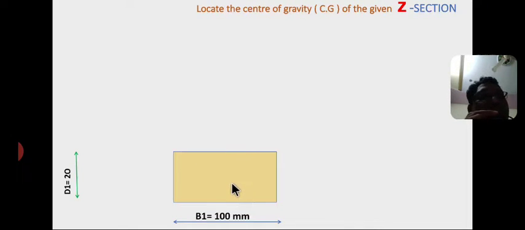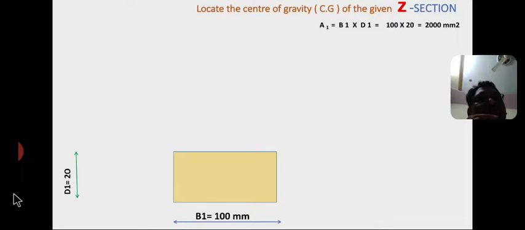Now coming to the areas. A1 is the area of the yellow rectangle or section, the first section. A1 equal to base into depth, that is B1 into D1 equal to 100 by 20 equal to 2000 mm square. So B1 D1, so 100 by 20, is the area of this rectangle.